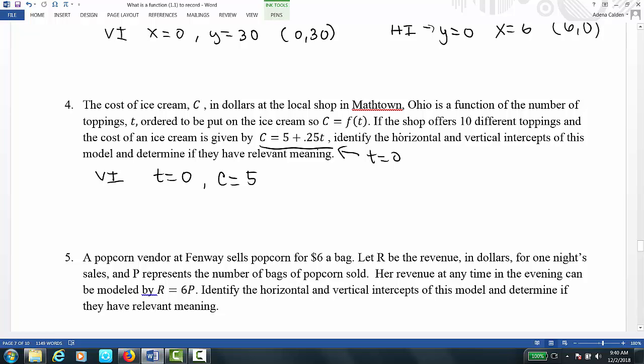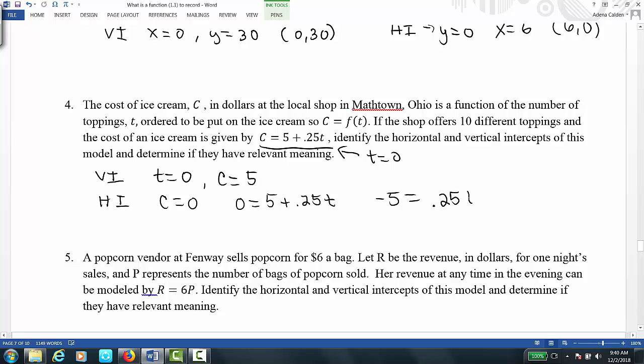Now let's consider horizontal intercepts. So again, for a horizontal intercept, we want to consider when y equals 0. But again, it's not really when y equals 0, it's when the dependent variable equals 0. So here my dependent variable is c. So if c equals 0, then I'm dealing with the fact that 0 equals 5 plus 0.25t. So if I were to solve for t here, I would subtract 5 from both sides, and I would get negative 5 equals 0.25t. t is going to equal negative 5 divided by 0.25. And when you crunch that number in your calculator, you're going to get t equals negative 20.